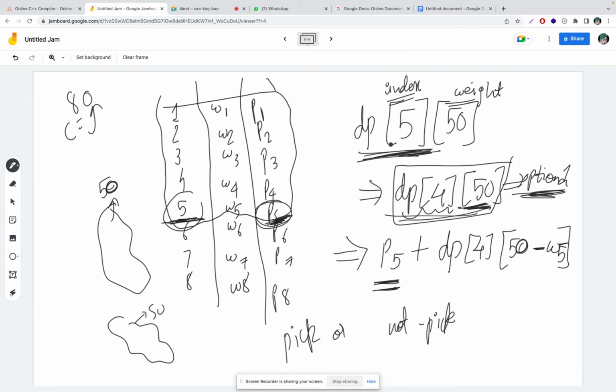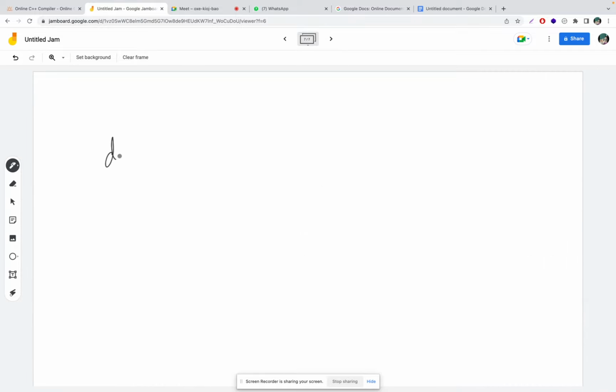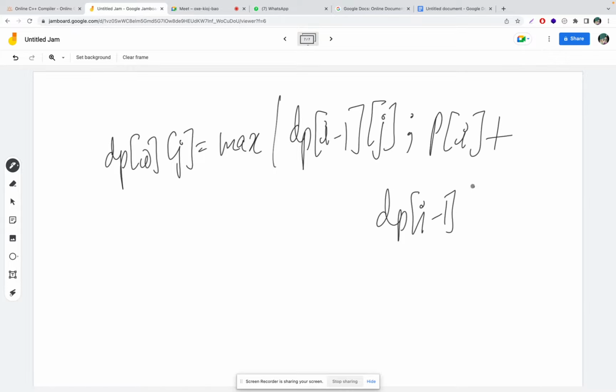So guys, if I replace this thing with the variables, can we write the formula again? Can anyone tell me what will be the formula? DP of i, j. What will be the first option? It will be the maximum of two numbers. First will be DP of i minus 1, j, and the other will be P of i plus DP of i minus 1, j minus W of i.